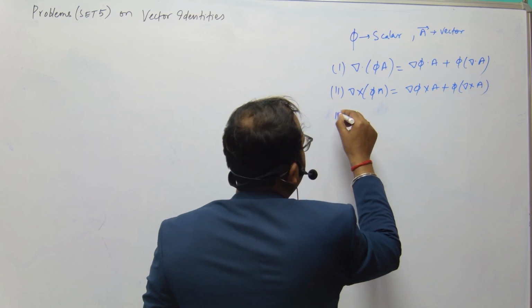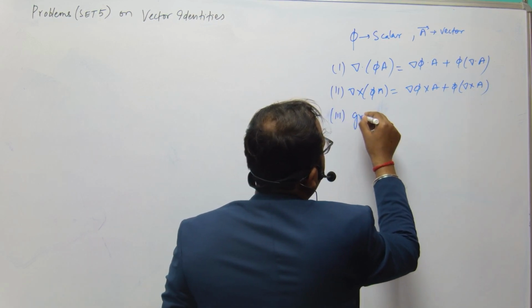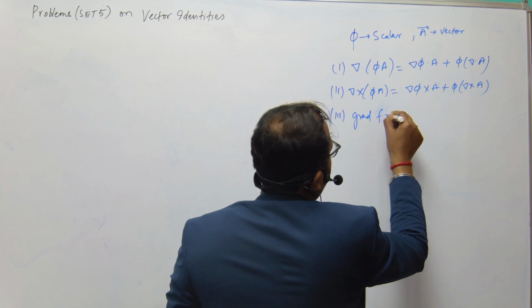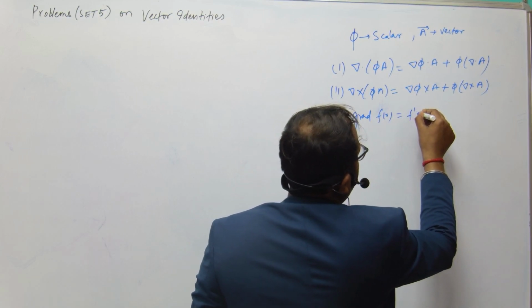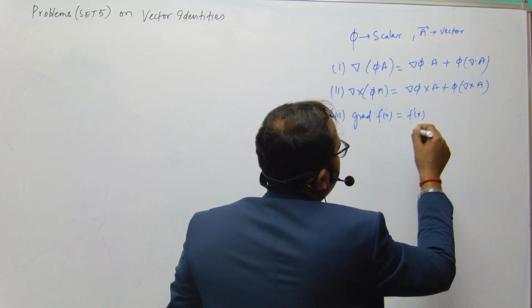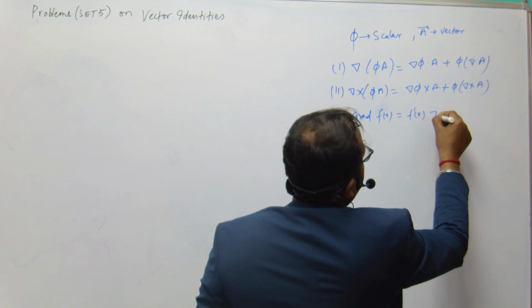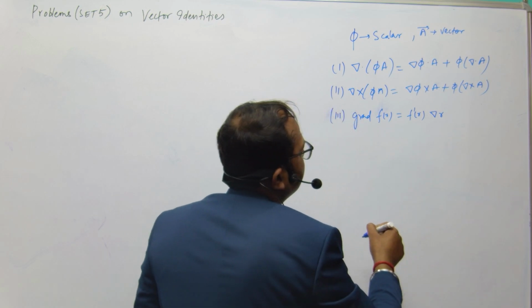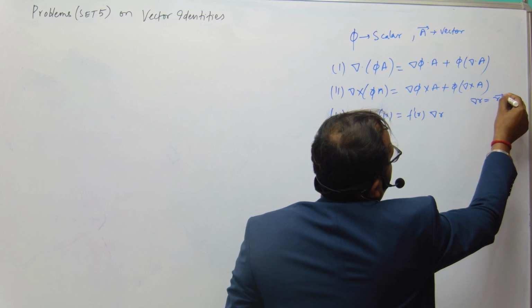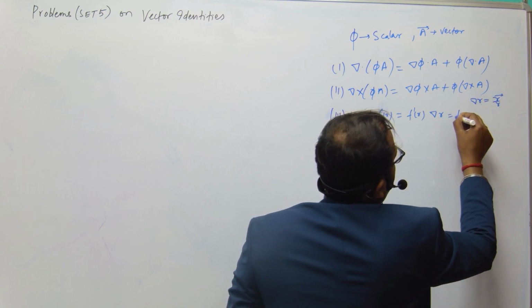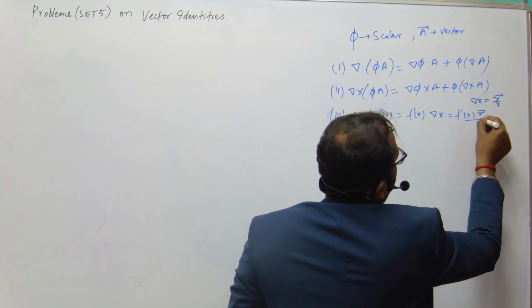Third one is gradient of a function of r. Suppose f is a function of r. This is equal to f dash r, the differentiation of f with respect to r, times the gradient of r, that is del of r. Del of r is r vector upon r. So this is f dash r times r vector upon r.